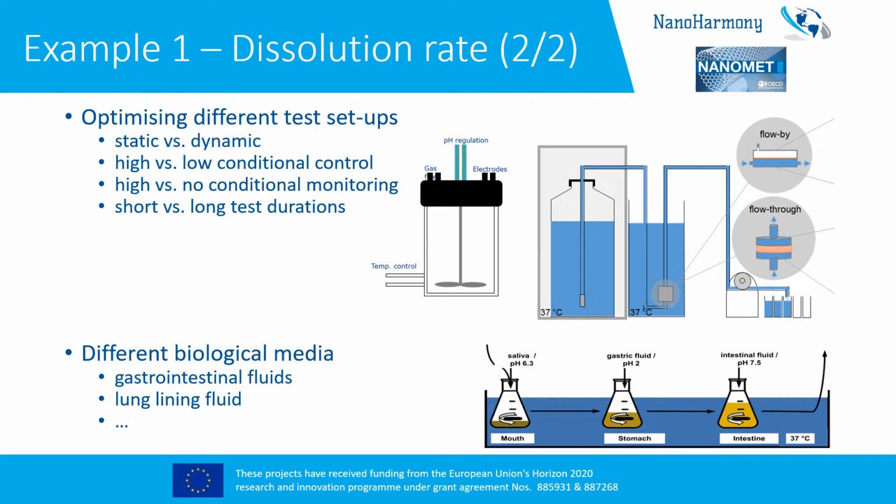This is what is ongoing in NanoHarmony at the moment. Several test setups are being optimized. There's a static system indicated here on the left, and the dynamic system here on the right. In the static system, the material is added in a jar and in that specific volume of media, dissolution is measured, whereas the dynamic test setup lets media go through a cell which has the material of interest in there.